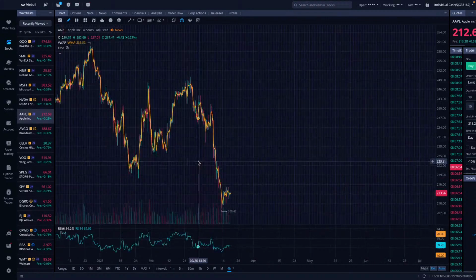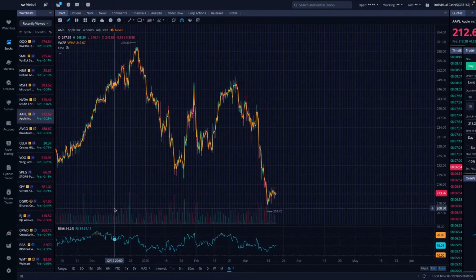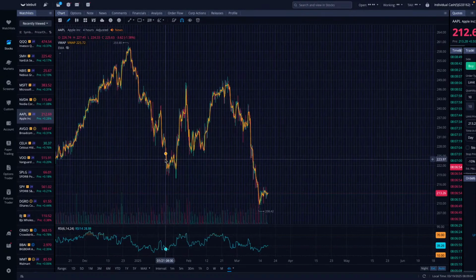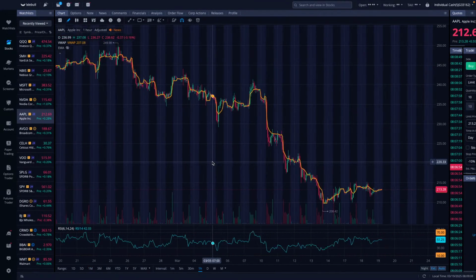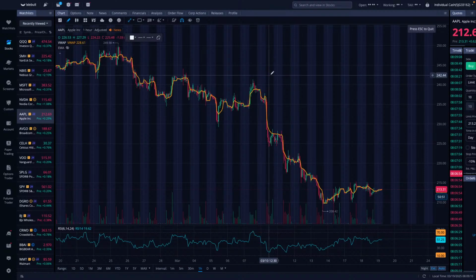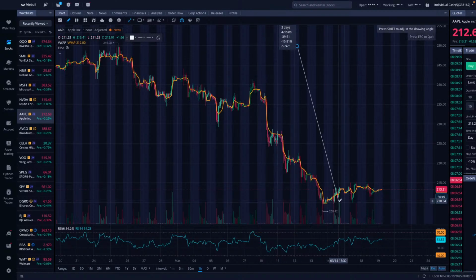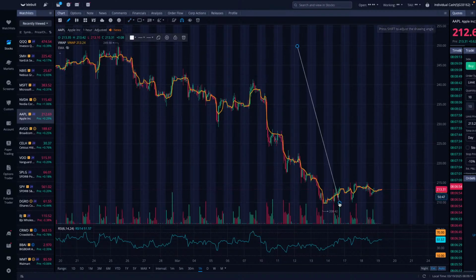Apple is making lower lows. This is not giving you any indicator that it is making money. So just be cautious. Look at this sell-off. This is a violent sell-off. I'm just going to go on the month so you can actually really see it in more detail. We sold off from 250 all the way down to 208. That's a 16% drop. These are big drops for big tech.